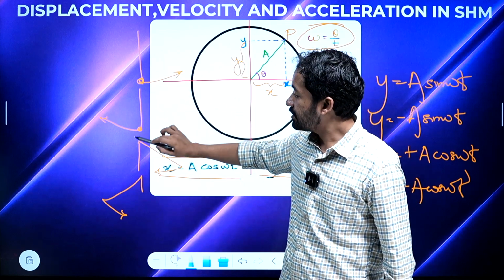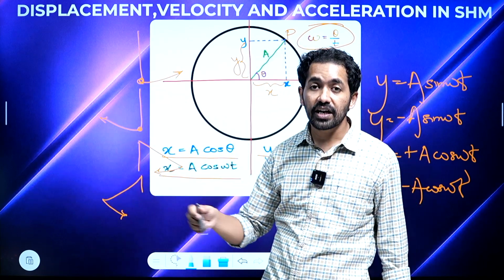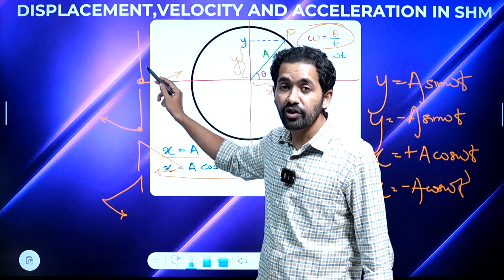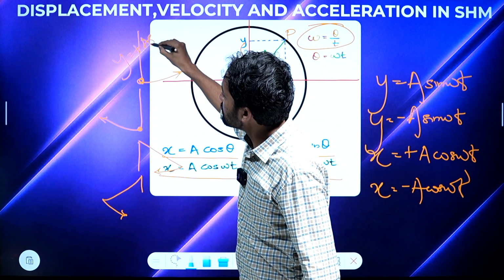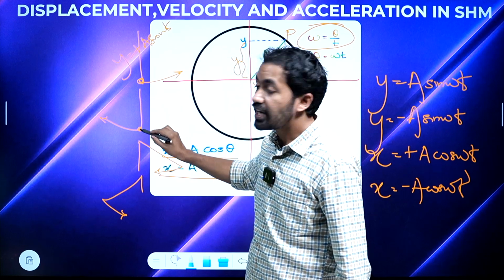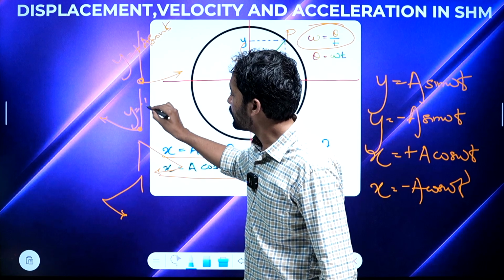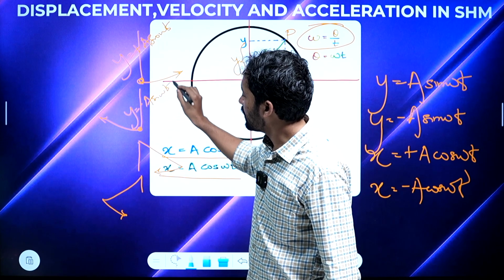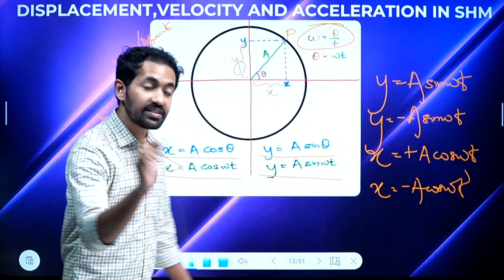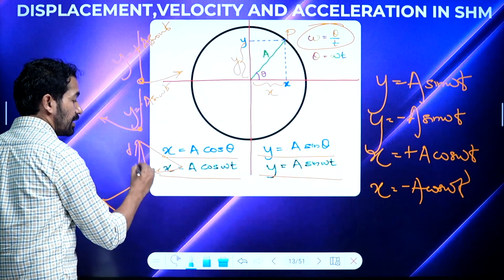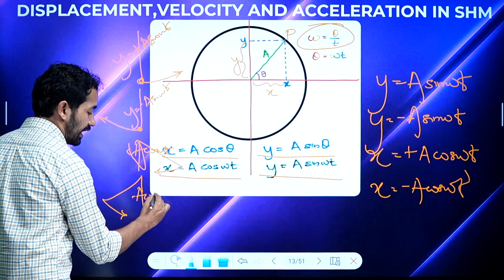In the first two cases your particle is starting from mean position. In the first one it is moving from mean position to positive extreme, so it will be y equal to plus a sin omega t. In the second one, the particle is moving from mean position to negative extreme, so the equation will be y equal to minus a sin omega t. In the third one, the particle is moving from positive extreme to mean position, so that will be plus a cos omega t, and the last one is minus a cos omega t.